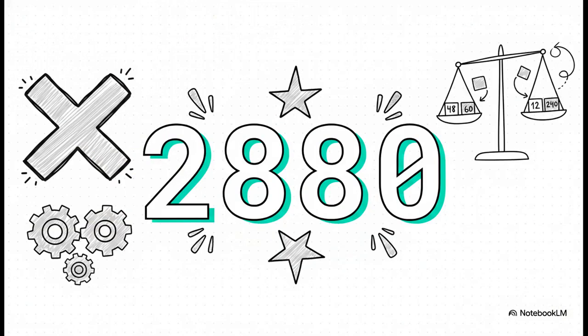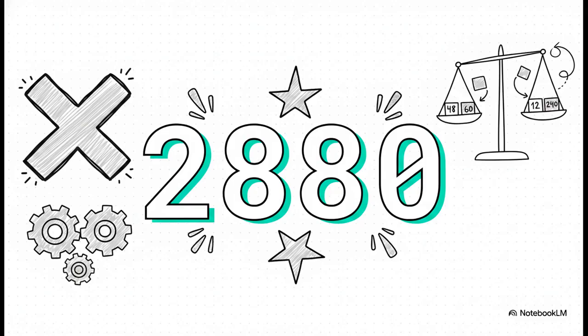Let's actually test it just to be sure. If you multiply our original two numbers, 48 and 60, you get 2880. Now, if you take the HCF we found, which was 12, and multiply it by the LCM we found, which was 240, boom, you also get 2880. It perfectly balances out every single time. It's literally math verifying itself.